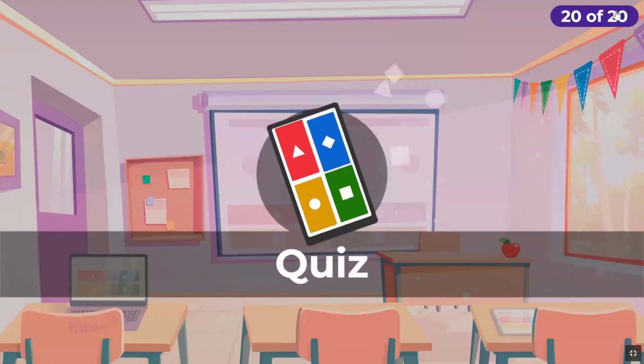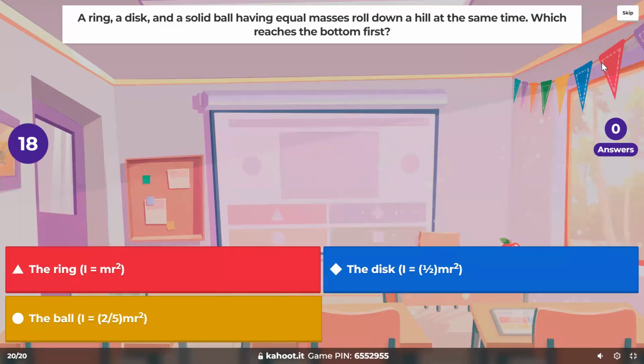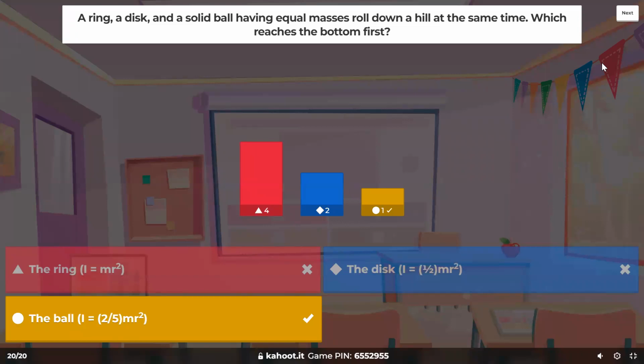All right, last question for the win. A ring, a disc, a solid ball roll down a hill at the same time. Who reaches the bottom first? One winner, the ball. And why would it be the ball? Because I gave you a hint in parentheses there, something to do with rotational inertia.